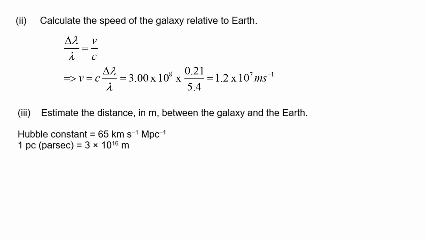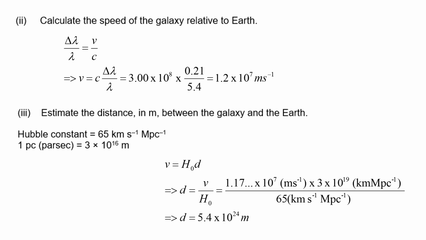Estimate the distance in meters between the galaxy and the Earth, and we've been given the Hubble constant in 65 kilometers per second per megaparsec, and we've been told 1 parsec is 3 times 10 to the 16 meters. Okay, so I'm going to show you two ways of doing this. So this one's the first one.